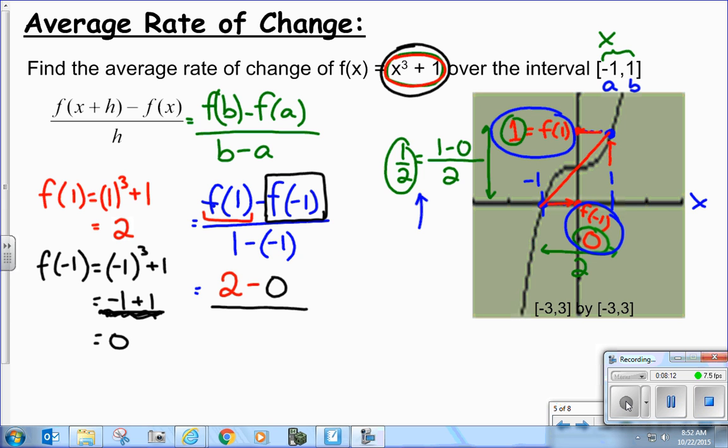1 minus negative 1 is the same thing as saying 1 plus 1. That is 2. 2 over 2. Our slope should be 1. So where did we make a mistake? Our mistake was made right here. Because these tick marks aren't labeled, here's 0 on the y-axis, here's 1, and this is actually a height of 2. That is a 2, not a 1, which just becomes a 2.